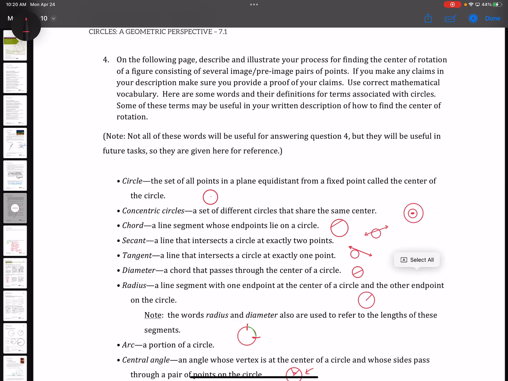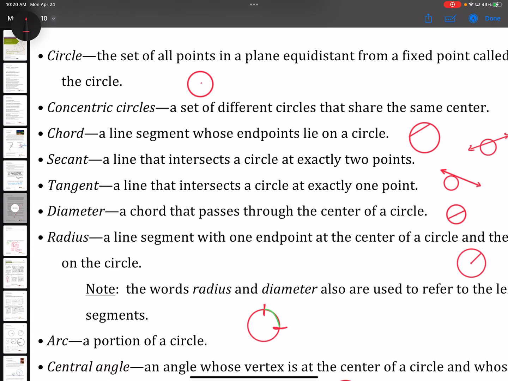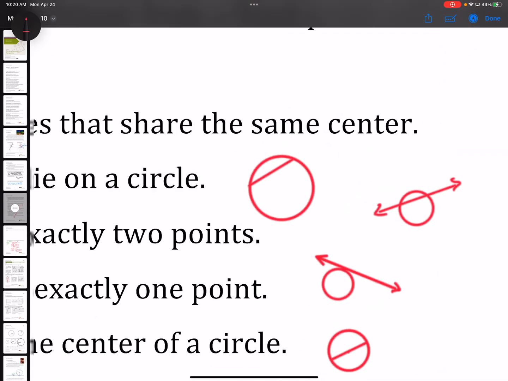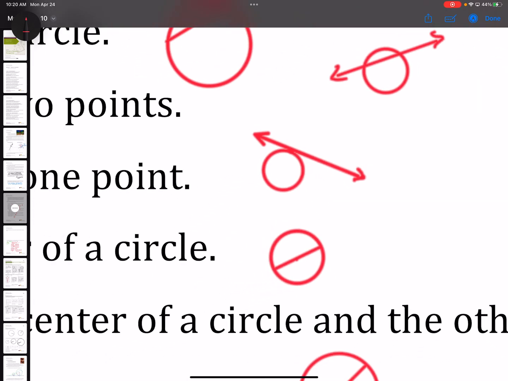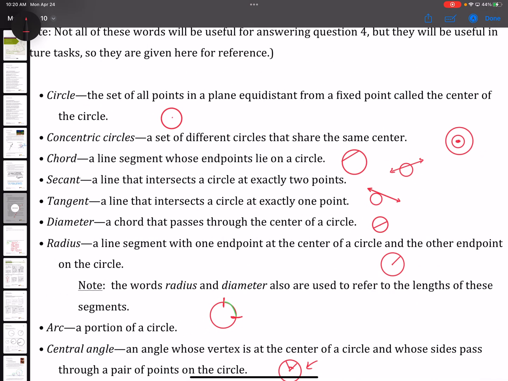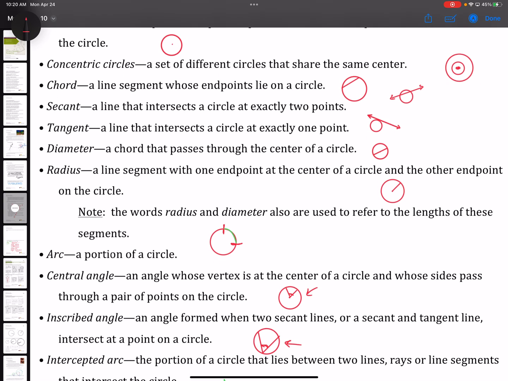Okay, how about a diameter? Just kidding, it's diameter. A chord that passes through the center of a circle. There you go. So you notice how we're using some of the other vocabulary already. A chord is a general case, but a diameter is a very specific chord. It goes through the center. Now a radius, Jacob. A line segment with one endpoint at the center of the circle and the other endpoint on the circle.